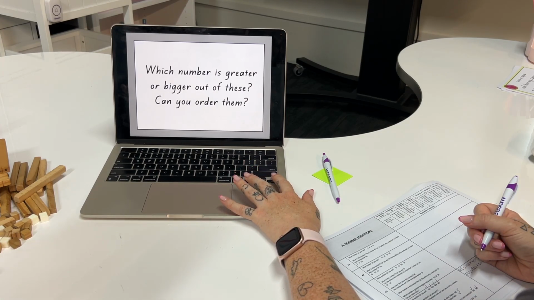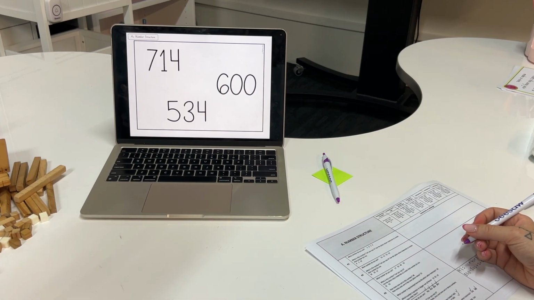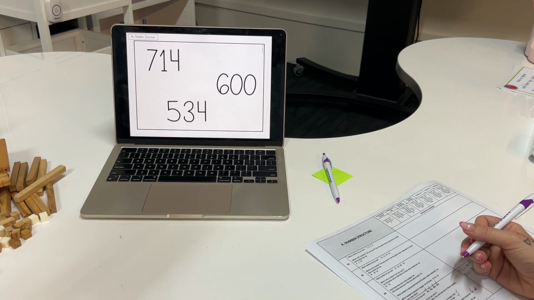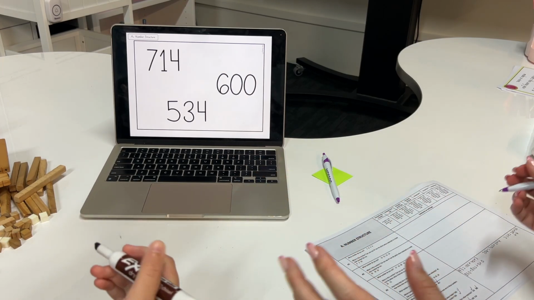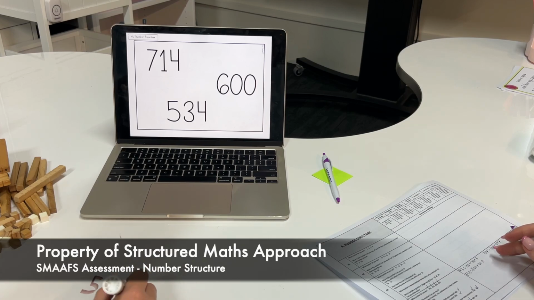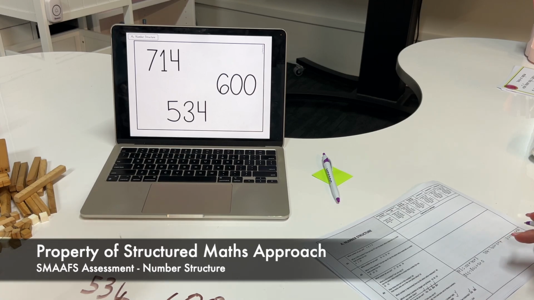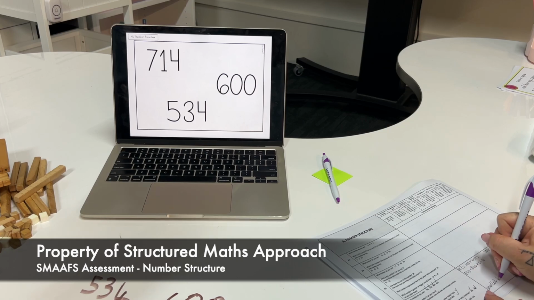Right, I'm going to show you some numbers here. I want you to tell me which number is the biggest out of these. Which one's the biggest? 714. Cool. Now, can you order them here? Can you just write them in order from smallest to biggest or biggest to smallest? I don't mind. How did you order them? From biggest to smallest or smallest to biggest? Smallest to biggest. Cool.